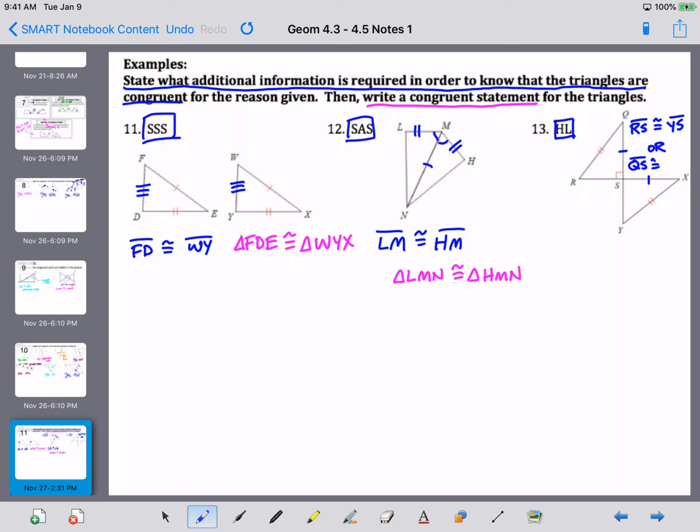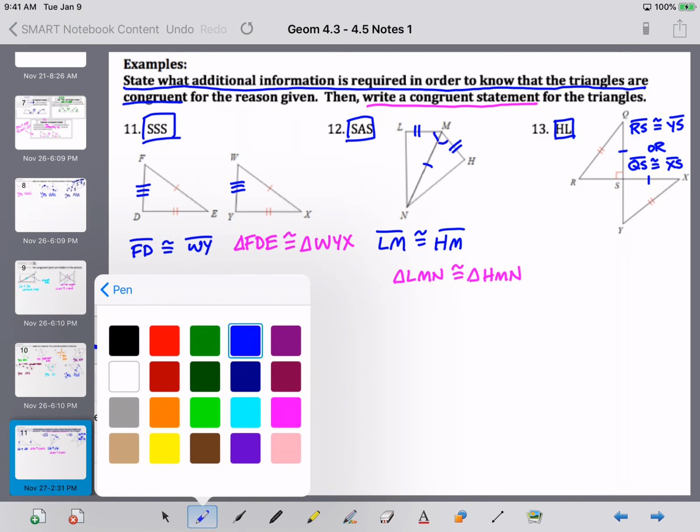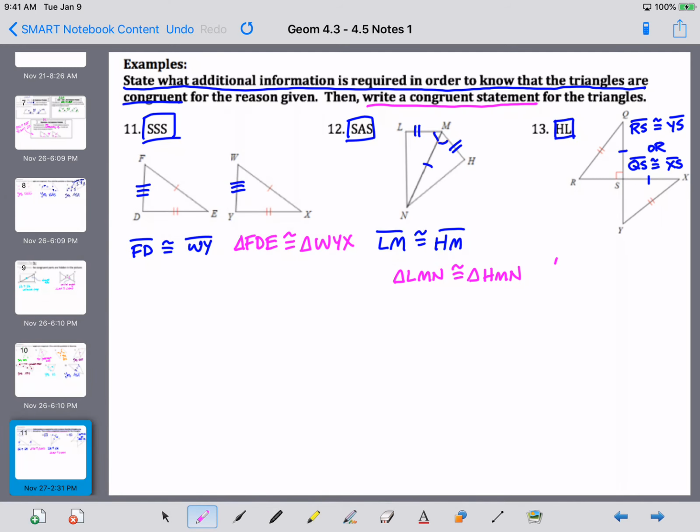Sounds like excess. All right. So you got two choices there. Pick one, whatever one makes more sense for you. And then once we know those two triangles are congruent, we can write a congruent statement. Triangle QRS, that one on the top, would be congruent to triangle XYS, that one on the bottom.